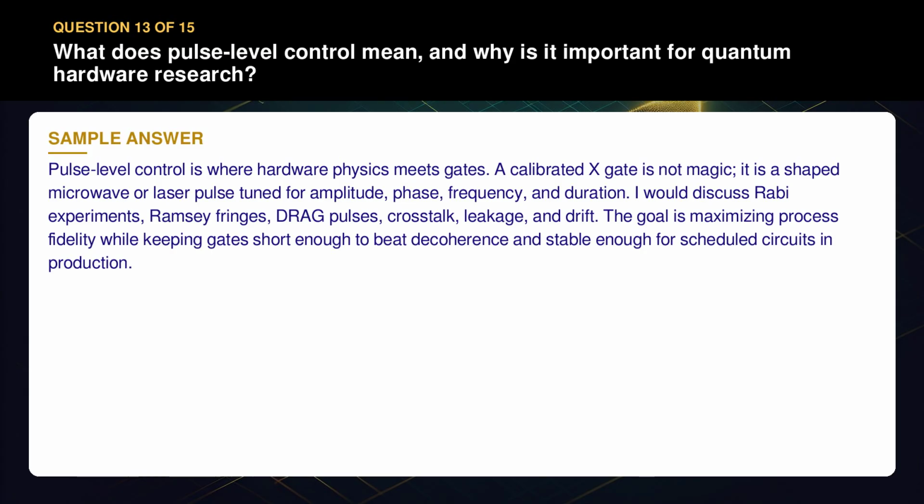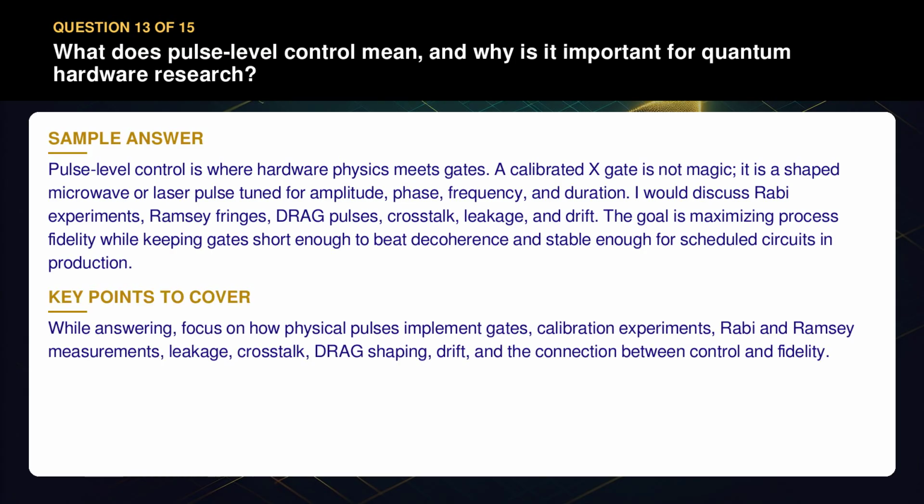While answering, focus on how physical pulses implement gates, calibration experiments, Rabi and Ramsey measurements, leakage, crosstalk, DRAG shaping, drift, and the connection between control and fidelity.